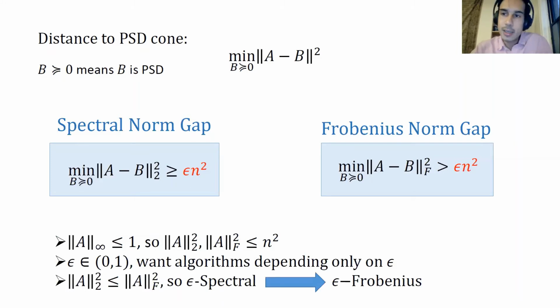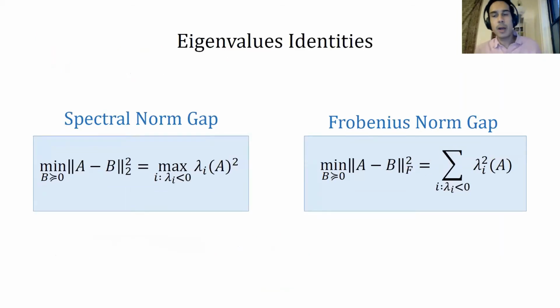And it's a standard fact that the spectral norm is always at most the Frobenius norm of the matrix. So that says that if we have an epsilon spectral norm gap, we also have an epsilon Frobenius norm gap. But the converse is not true, because the Frobenius norm distance to the PSD cone can be much larger than the spectral norm distance. So this in some sense says that the Frobenius norm gap is more general than the spectral norm gap. And we also have these very nice eigenvalue identities, which will be very useful for analysis.